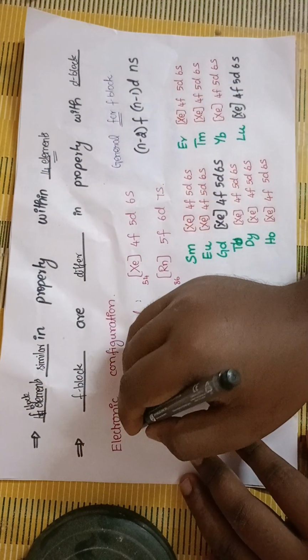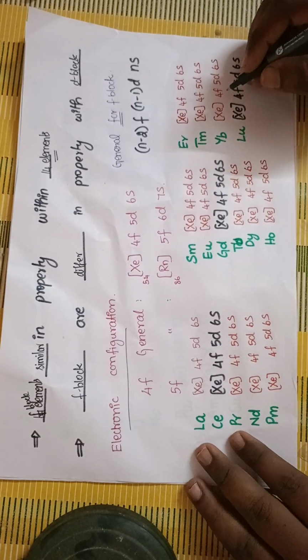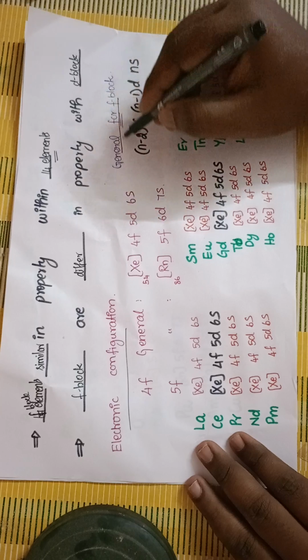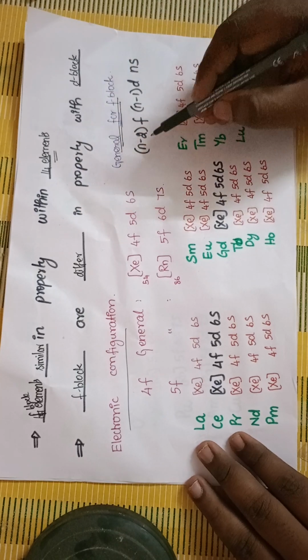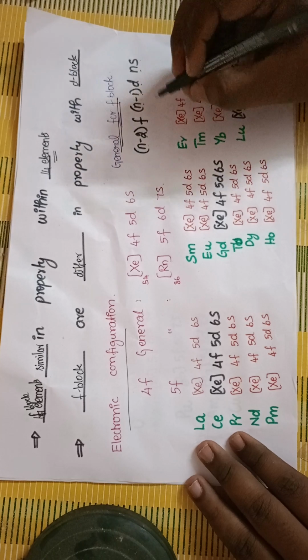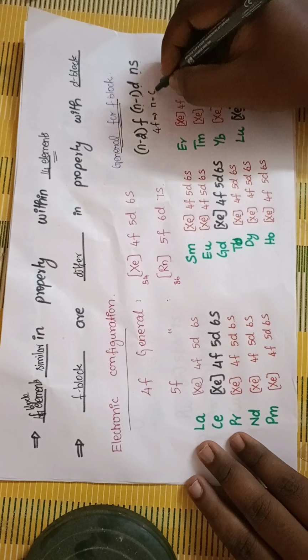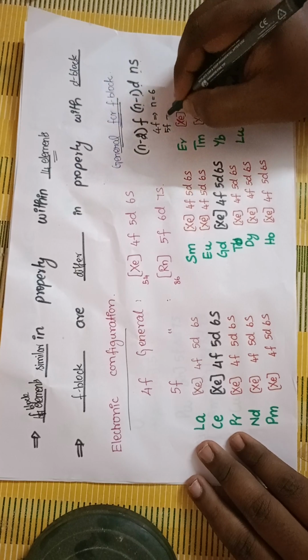Next, electronic configuration. How the electrons are arranged in an atom is known as electronic configuration. First, we will complete the general electronic configuration. The general configuration is (n minus 2) f sub shell, (n minus 1) d, ns. For the 4f series, n value is 6. For 5f, n value is 7.